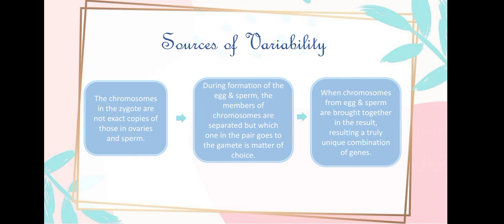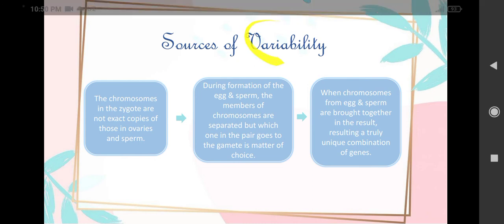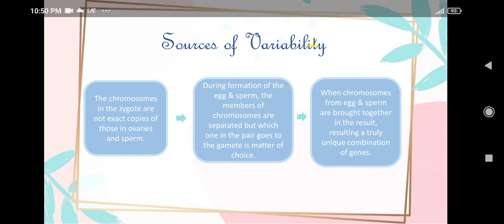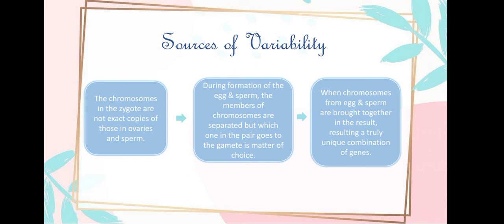Okay, the source of variability. Variability means what makes the children different. Not really looking like a father, not really looking like a mother. Or they have a combination. Some parts look like the mother, some parts look like the father. So that's what we call variability.